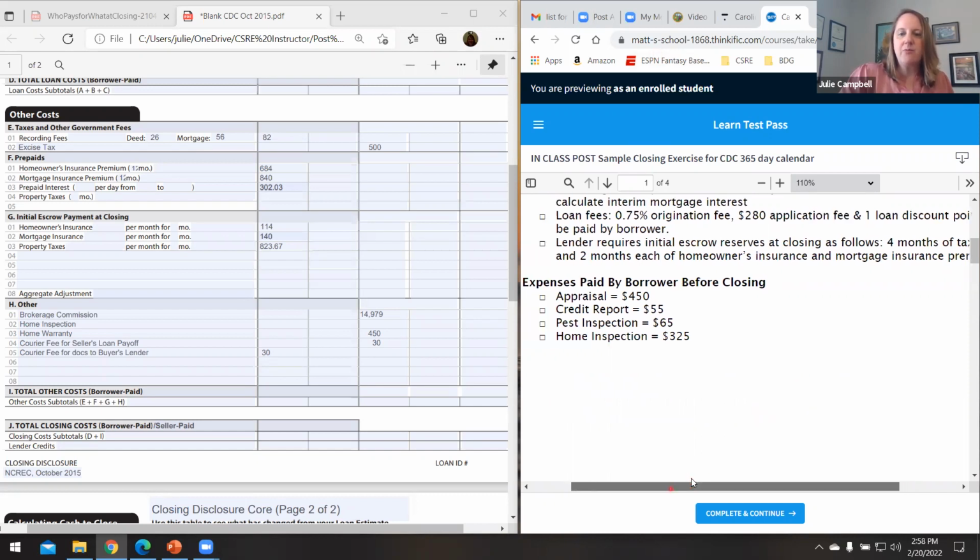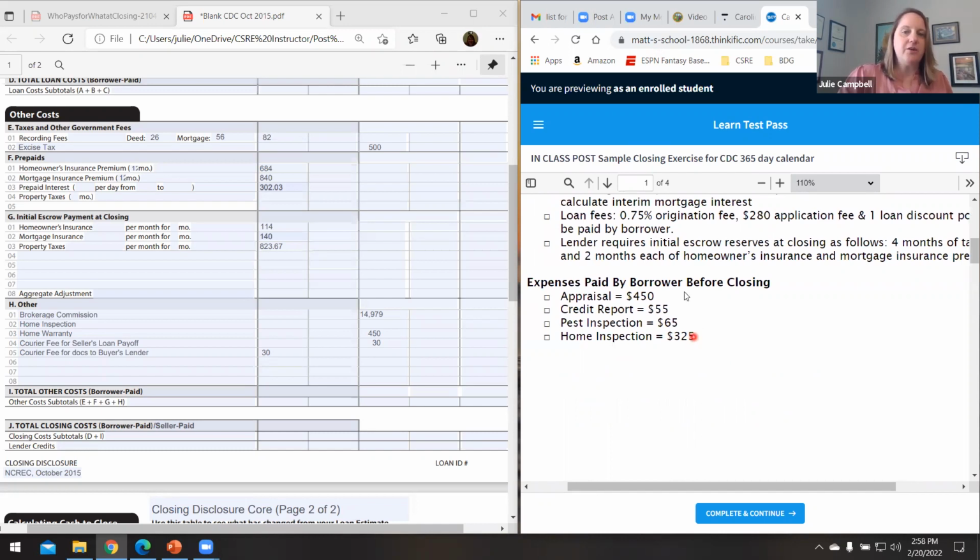The rest of these, remember, we do what the problem tells us, right? So we know appraisal and credit report are paid outside of closing. In this case, the buyer paid for their home inspection and their pest inspection outside of closing too. So always do what the problem tells you. Don't argue with the problem, okay? Always do what the problem tells you.